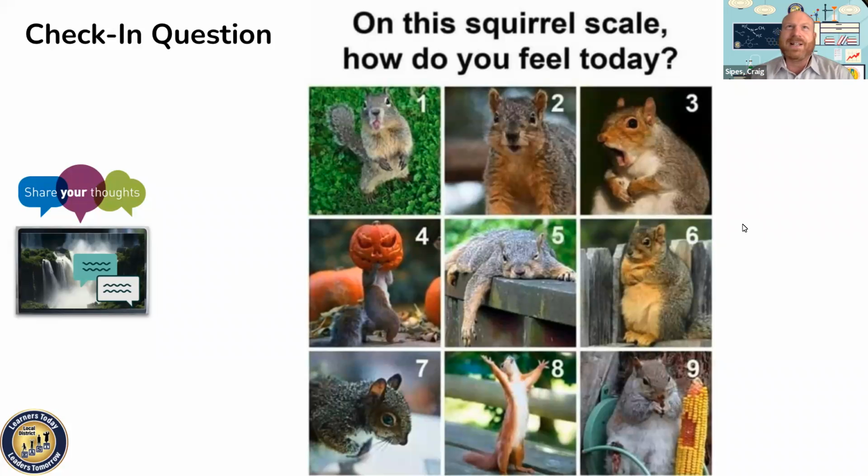We'll start off with the squirrel scale. So how are you feeling today? We've got a bunch of images of squirrels, and we'll ask you to identify and type into the chat, but don't hit enter yet, which squirrel you're feeling most like on the squirrel scale.